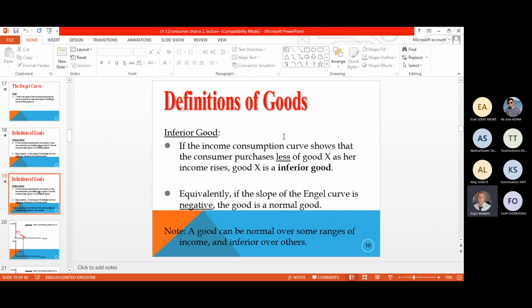Inferior goods: if the income consumption curve shows that the consumer purchases less of good X as her income rises, the good is inferior, which means you are buying less, and you are giving up this product as much as your income enlarges. And equivalently, if the slope of the Engel curve is negative, the good is supposed to be an inferior good. A good can be normal over some ranges of income and inferior over others.